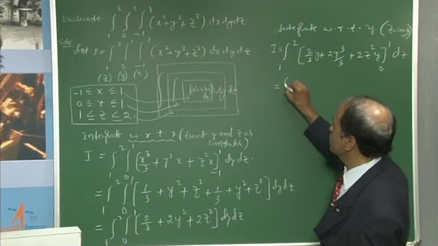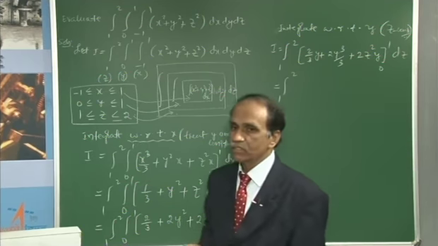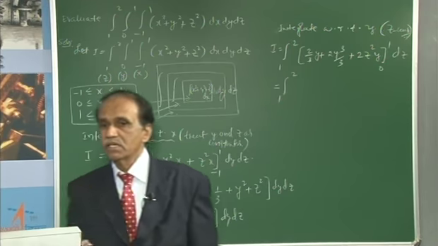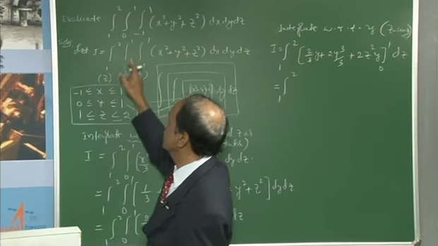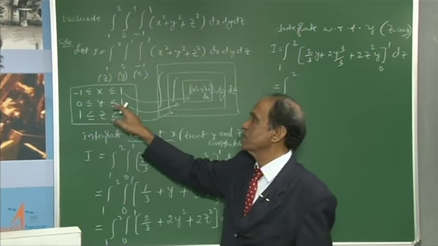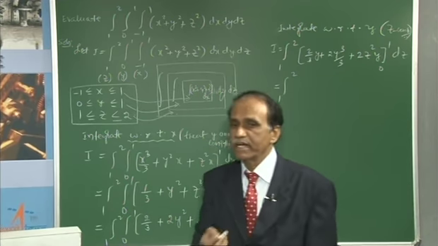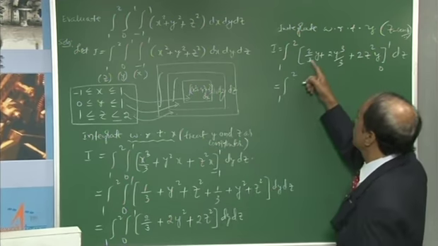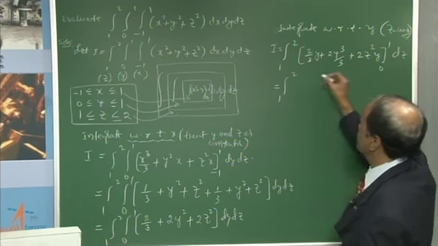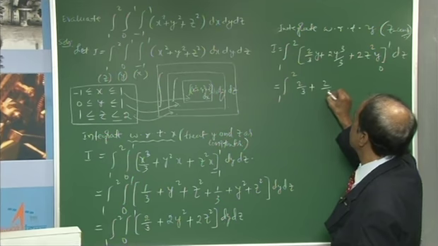This is equal to 1 to 2. You have to replace that y by applying the limits which are given for the middle integral. Middle integral means 0 less than or equal to y less than or equal to 1. That means y equal to 0 and y equal to 1.